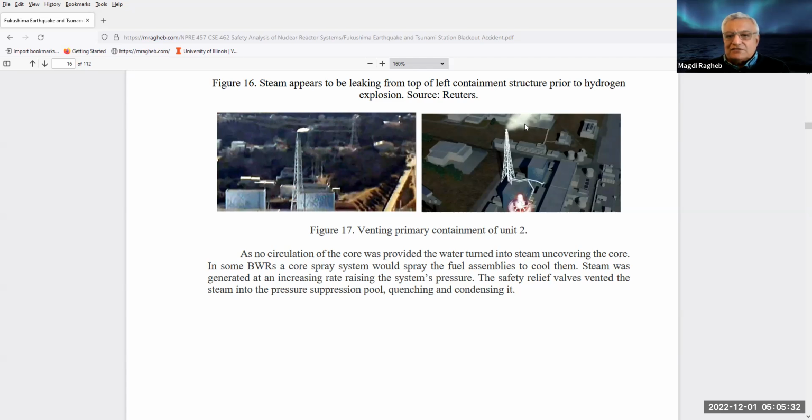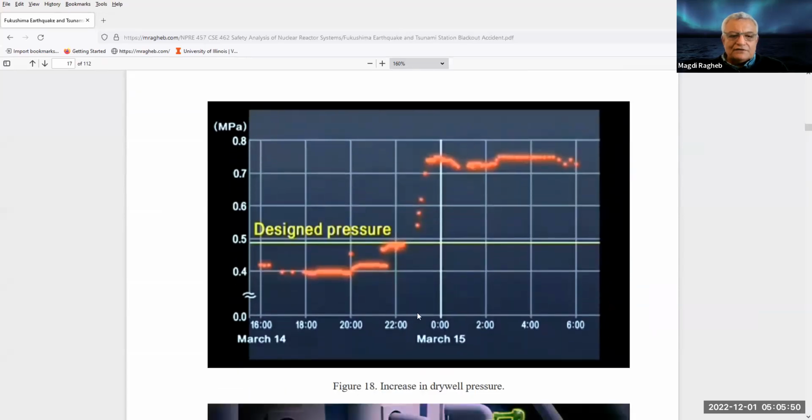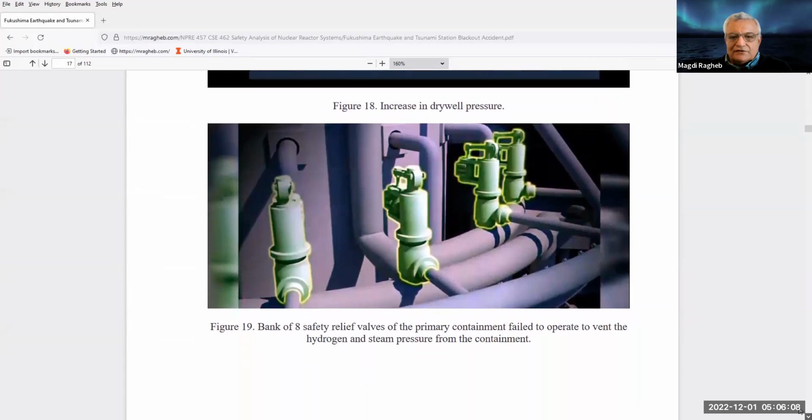You could see here, steam is being released, but this is an actual picture. And in that case, what is being released really was burning. And what was burning is, of course, the hydrogen being released from the containment structure. At some point, you could see here that in the dry well, sensors that measure the pressure have increased from 0.4 megapascal all the way to almost double, 0.8 megapascal. And this is attributed to the hydrogen being very reactive, causing some kind of an accident.